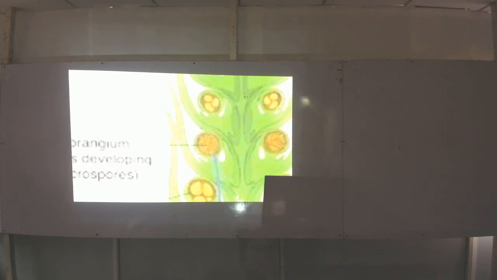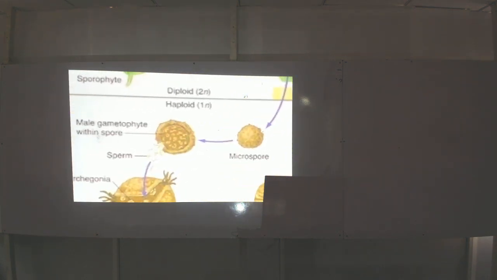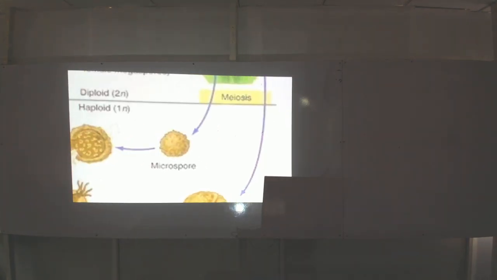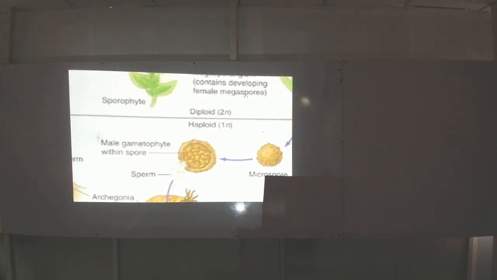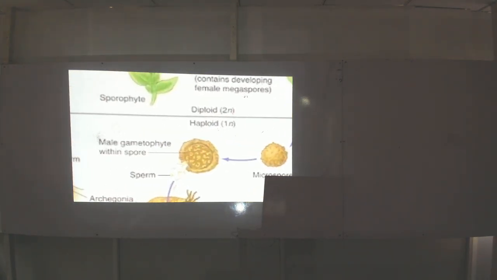And in the microsporangium you have thousands and thousands of microspores. Okay? So individually, let's follow the microspore. This is the microspore. The microspore is going to grow into the male gametophyte. But that male gametophyte is still surrounded by the wall of the microspore.